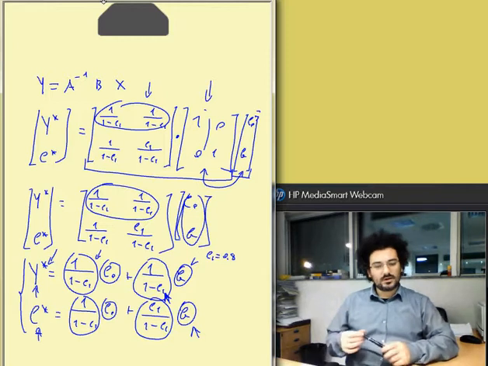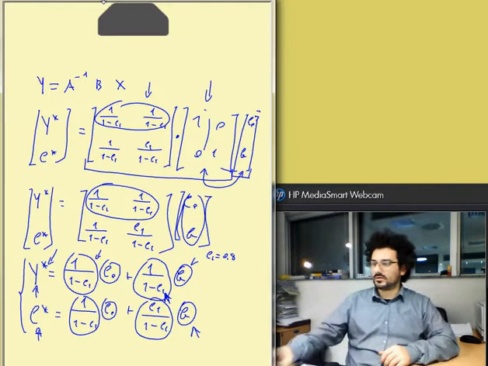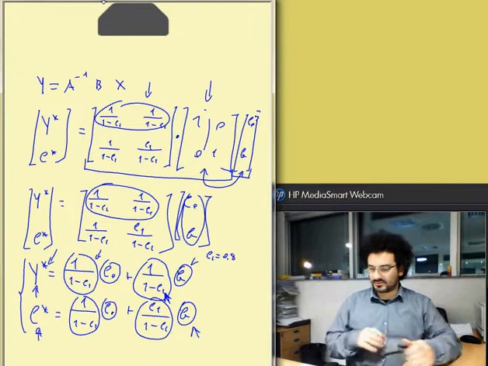Now we need to consider also nonlinear systems, but in order to consider a nonlinear system, we need to introduce differential calculus.